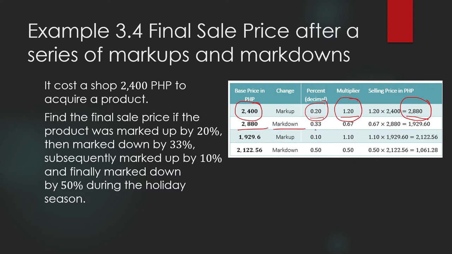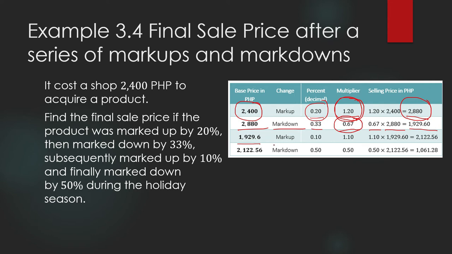And then you gave it a markdown of 0.33. Now, whenever you have a markdown, you will multiply the base price by 1 minus the markdown rate. So this is our multiplier. Again, look at it. When we are marking down, our multiplier is 1 minus the markdown rate. But when we are marking up, our multiplier is 1 plus the markup rate. And so 0.67 times 2,880 is equal to this. So this is the sale price after giving the product a markdown of 33%. This is now our new base price.